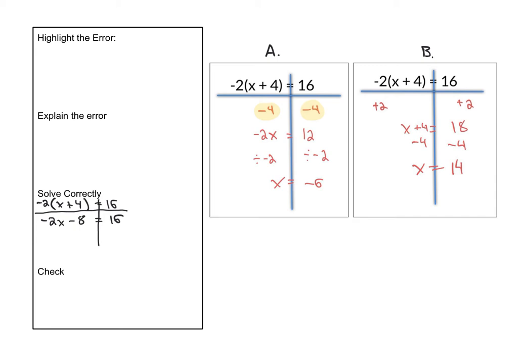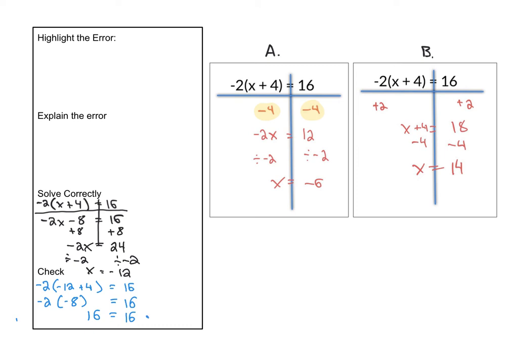So that's my mistake. I'm going to go on and just solve it correctly. So we would add 8 to each side instead of subtracting 4. Come up with negative 2x equals 24. Divide by negative 2. And I got myself x equals negative 12, and I can do a check with that. Okay, so replace x with negative 12, and this now turns into negative 2 times negative 8 equals 16. And indeed, that turns into positive 16 equals positive 16, so I am correct.